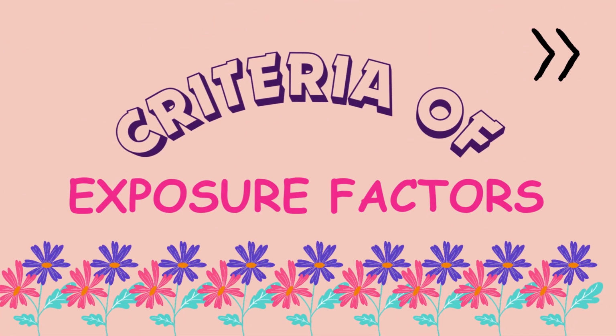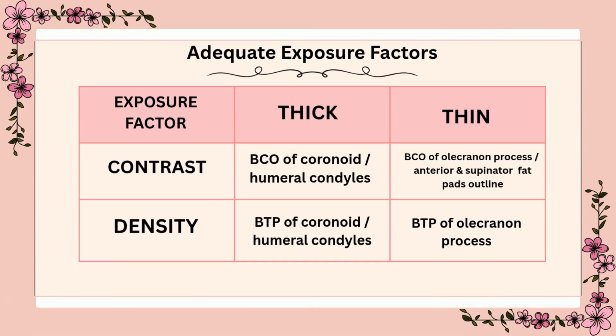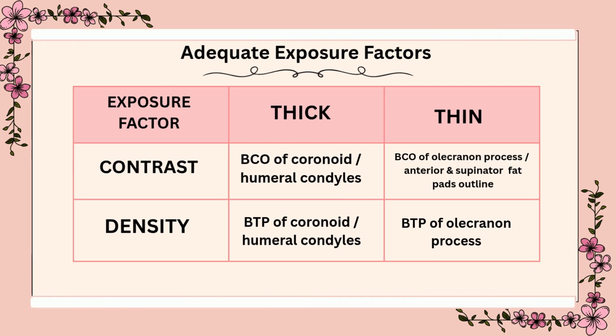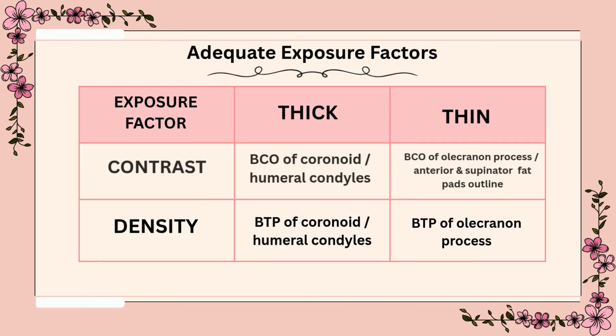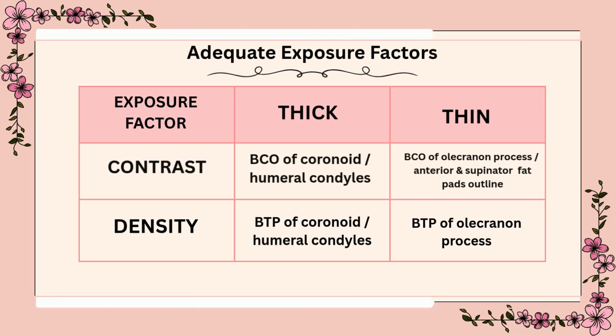Next, we will discuss criteria of exposure factor. Okay, let's take a look. This is a guideline to evaluate whether the exposure factor applied is adequate or not. The kVp contributes to radiographic contrast. For thick structure, we will evaluate the bony cortical outline of the coronoid process or humeral condyle, while for thin structure, we will evaluate the bony cortical outline of the olecranon process or anterior and supinator fat pads outline.